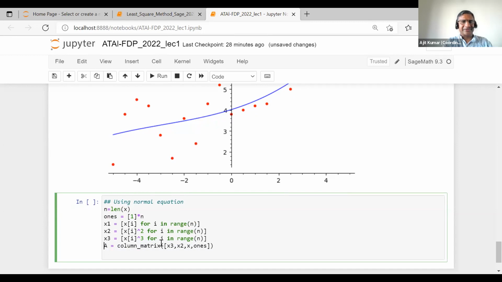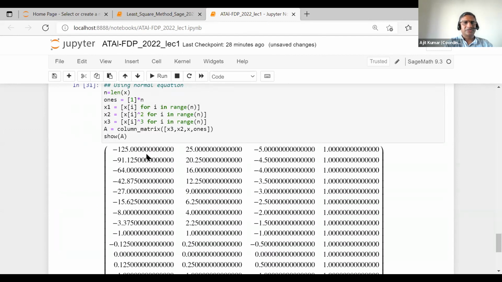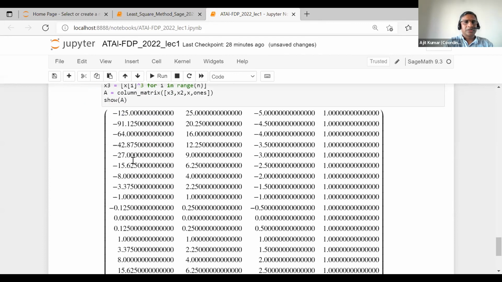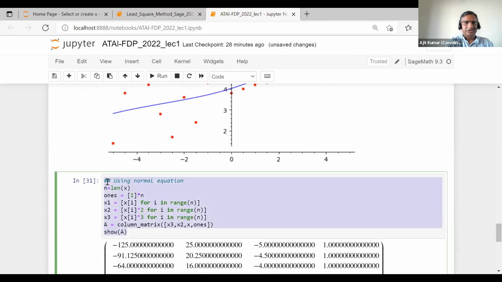Let us create a matrix A using column matrix. What is the first column? x1 cube, x2 cube, x3 cube. The second column is x1 square, x2 square, x3 square. The third column is x1, x2, x3 up to x20. The last column is all ones. So let us ask it to show what A is. You can see here, this is x1 cube, x2 cube, then the squares, then x, and then all 1, 1, 1. Let me copy this part in.